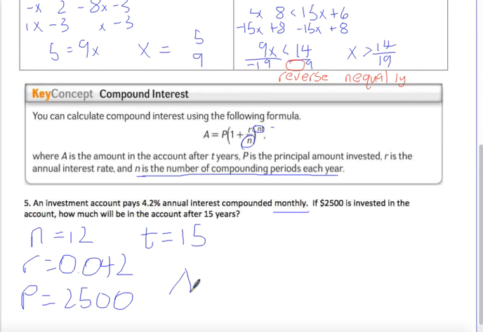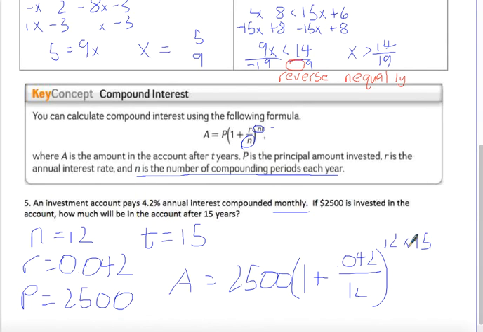So at this point, we just plug all the numbers into a calculator. 1 plus 0.042 over 12, to the power of 12 times 15. And if you type that all in correctly, you'll get $1,222,370.81. Moral of the story, invest your money wisely.